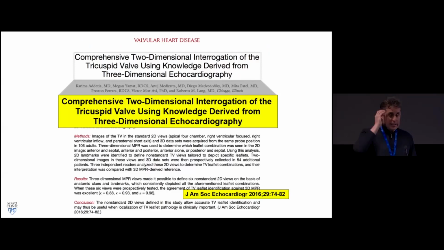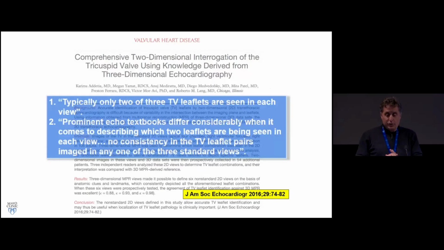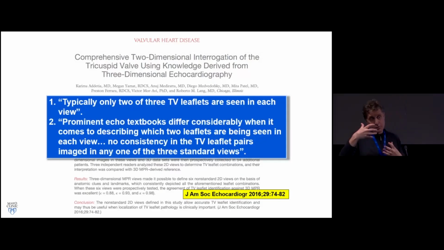Now, what about looking at the leaflets themselves? And we generally look with 2D echocardiography, right? But there are 3 leaflets, so in 2D we generally are only able to see 2 of the 3 leaflets. So what leaflets are we looking at in a particular view?